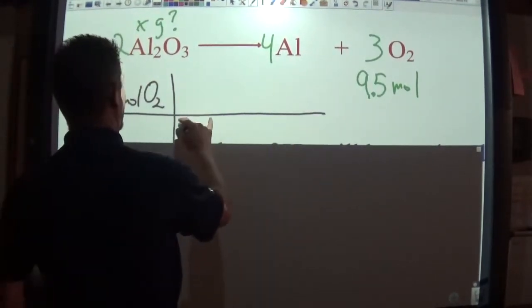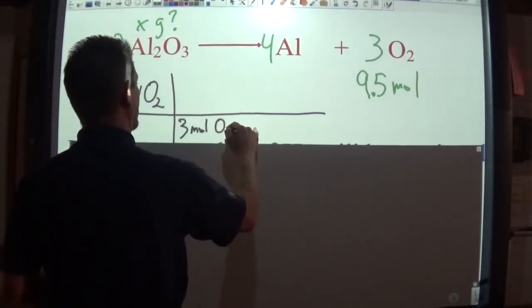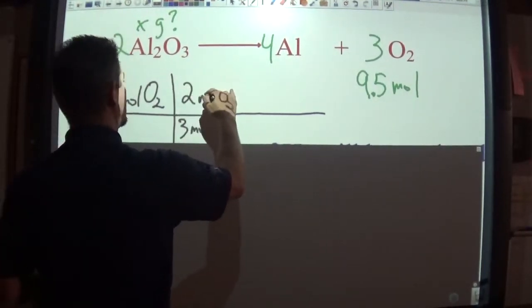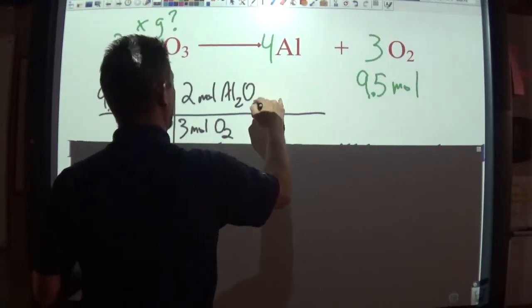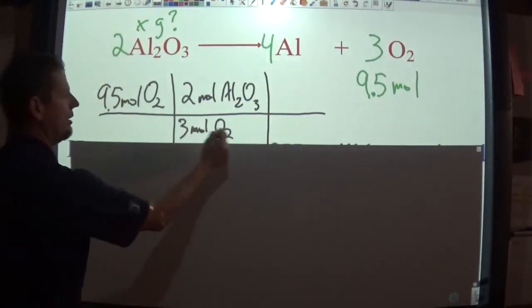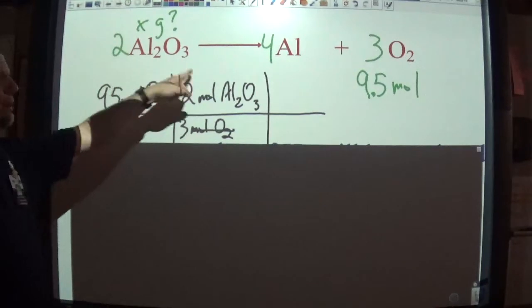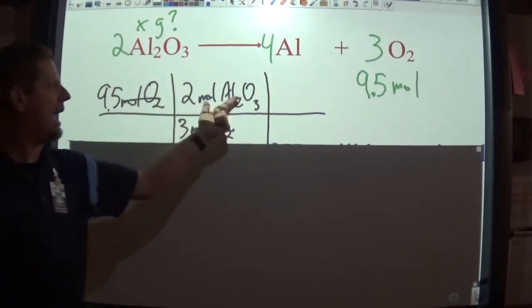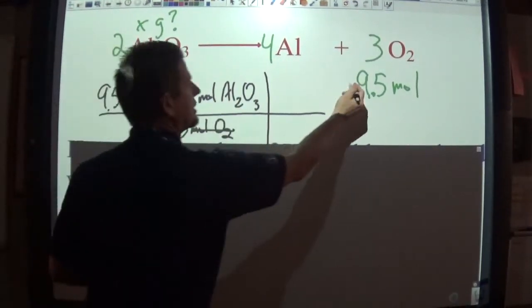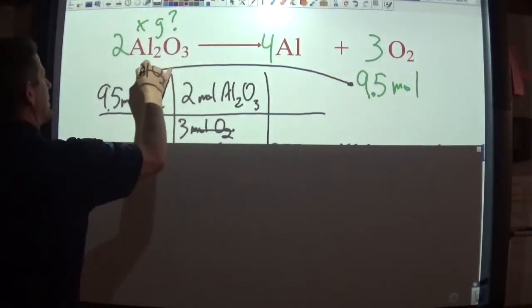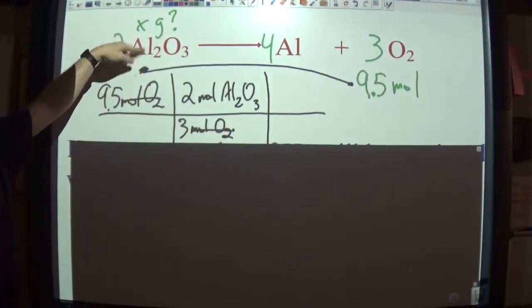So I'm going to take this ratio that we just did in the previous problem: 3 moles of O2 makes 2 moles of Al2O3. That converts us out of moles of oxygen. Multiply by 2, divide by 3. I have moles of aluminum oxide. This step took us from here, and now we're sitting here at moles of this stuff.